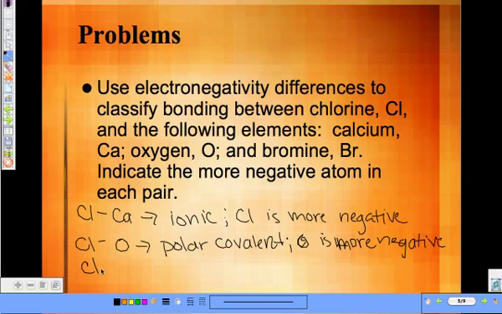And then chlorine and bromine. 3.0 and 2.8, so our difference is 0.2, which makes it nonpolar covalent. What happens if you get zero?